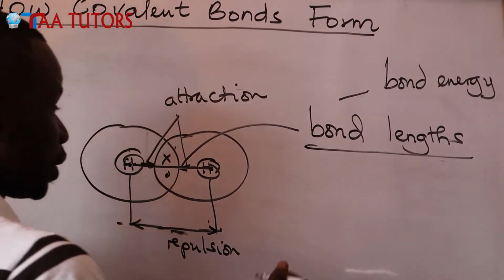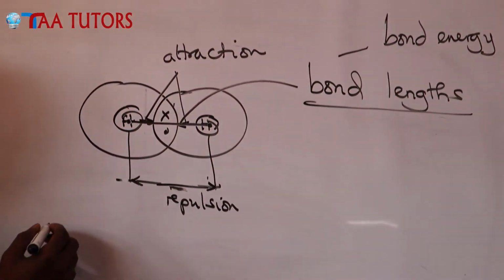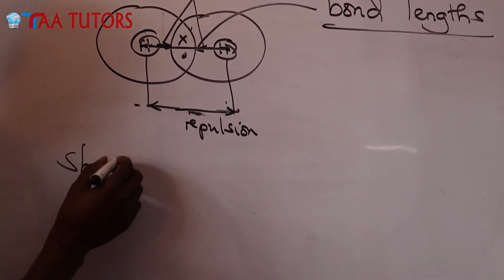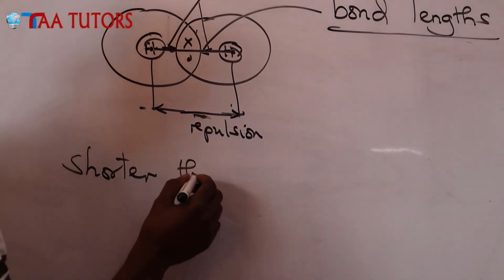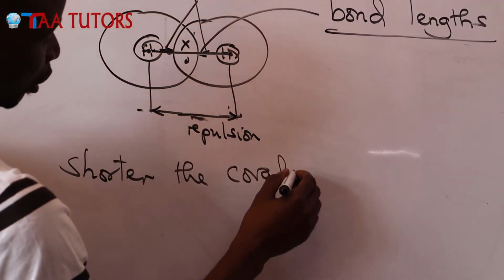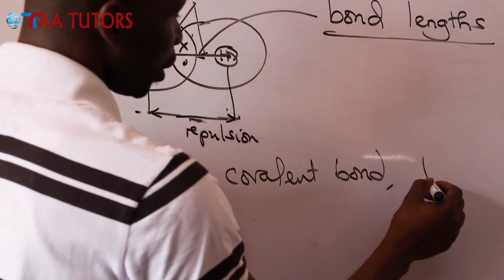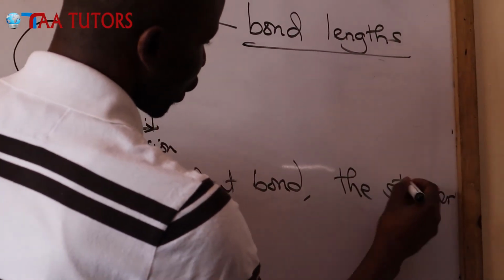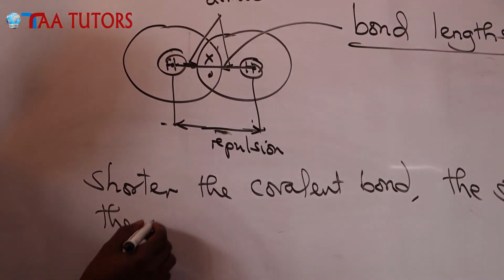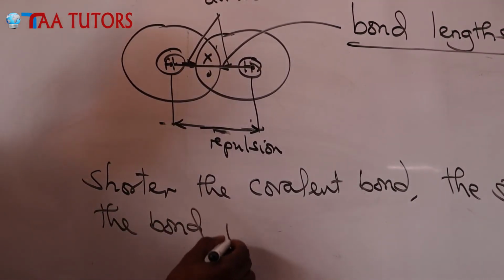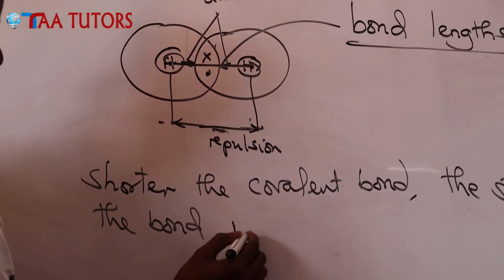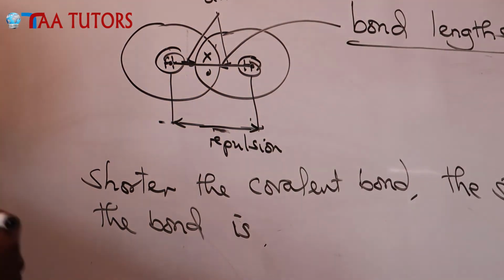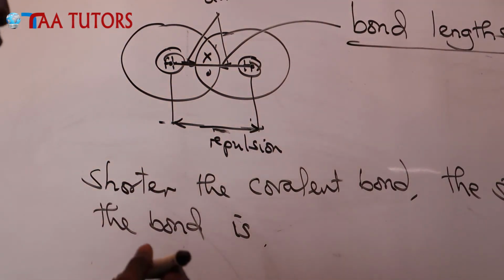I think that is very easy, meaning we can say that the shorter the covalent bond, the stronger the bond is. So that is something that we can easily argue about.